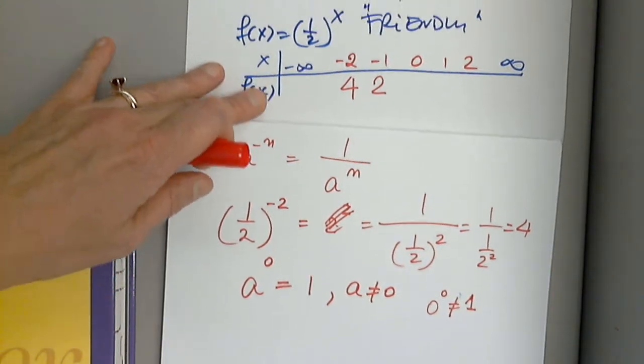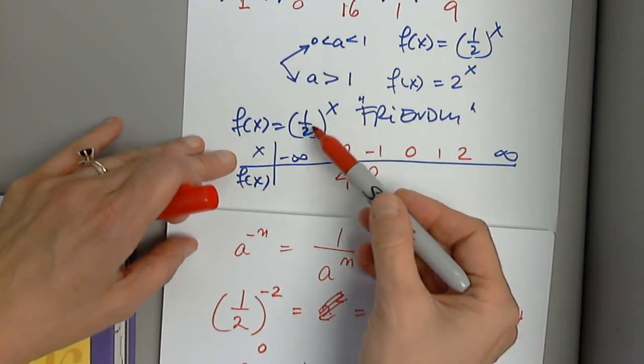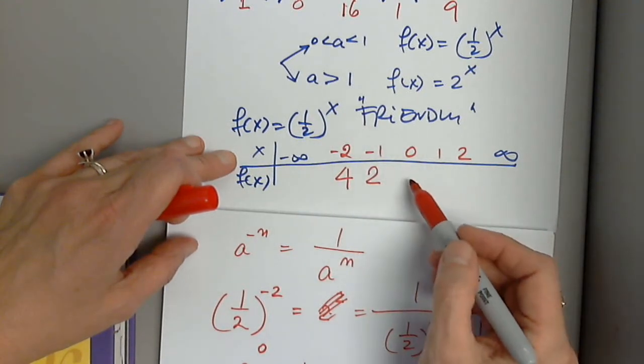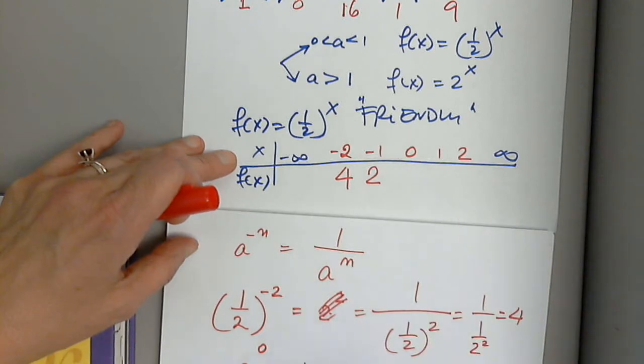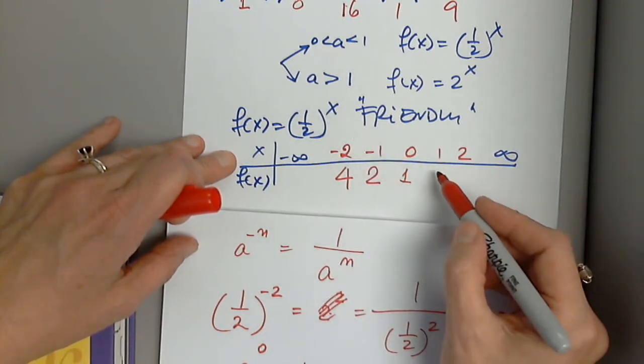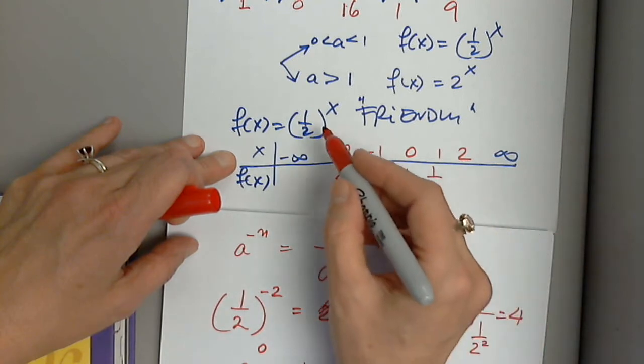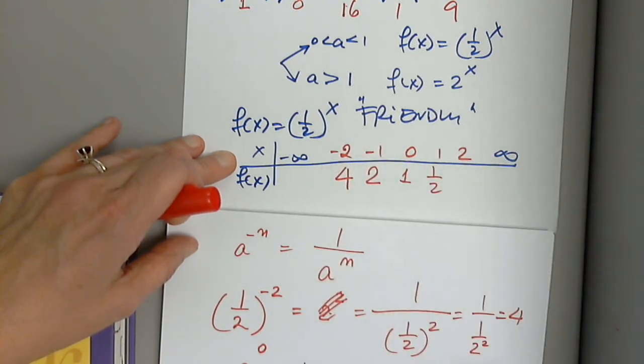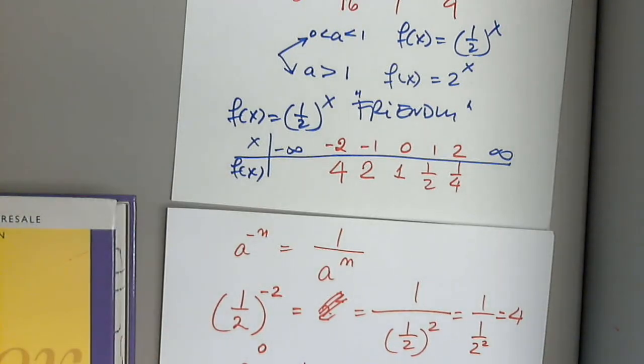Okay, so I plug in 0, 1/2 raised to 0. What is the answer? 1. Let's plug in 1. What do we get? Very good. Let's plug in 2. What do we get? We just get 1 over 4. Perfect. Now, this is not the way we determine the end behavior for the other functions, but it works here.